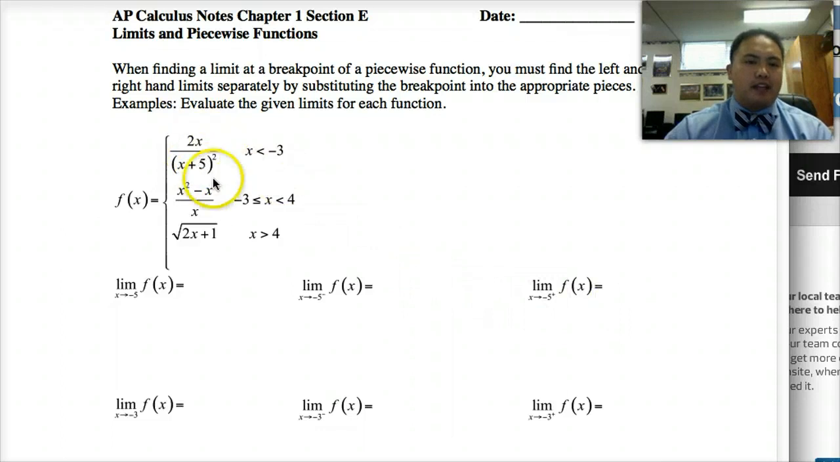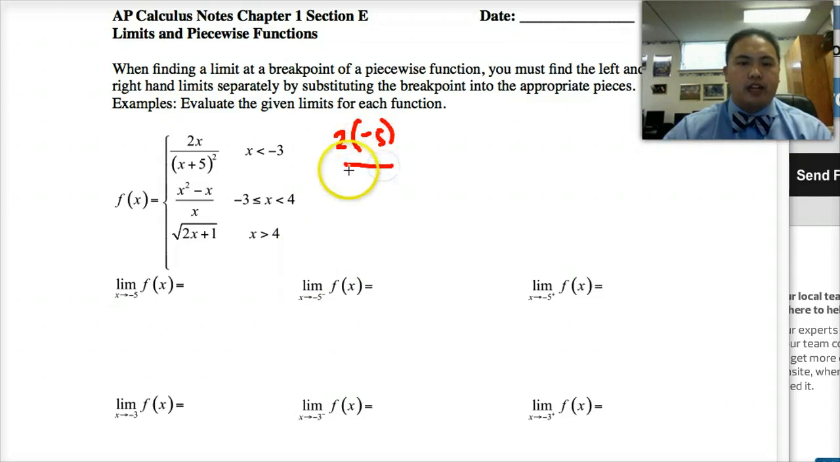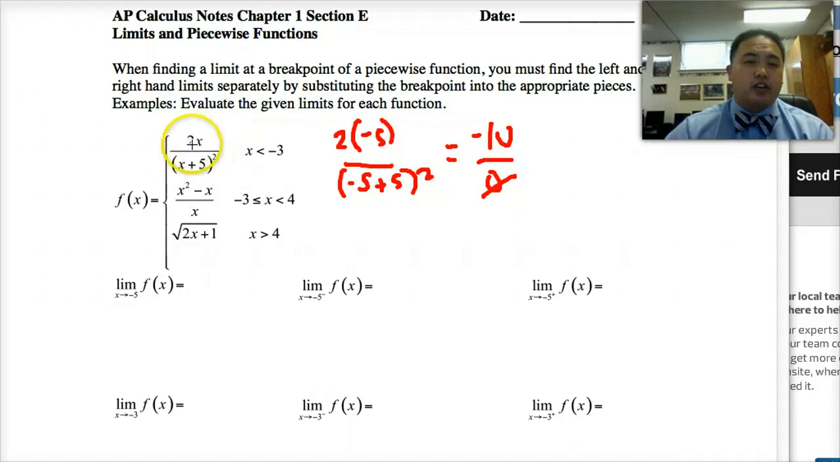So what I'm going to do is plug in -5 into this first one. I'll write it over here. So 2 times -5 over (-5 plus 5) squared. I get -10 over 0. So this is sort of a review now. I have -10 over 0. You notice that nothing cancels, so I have a number over 0.